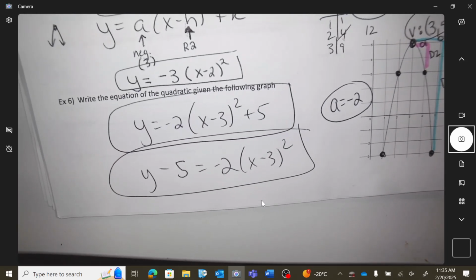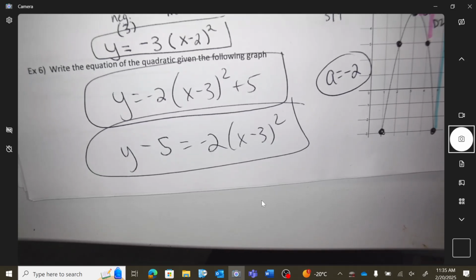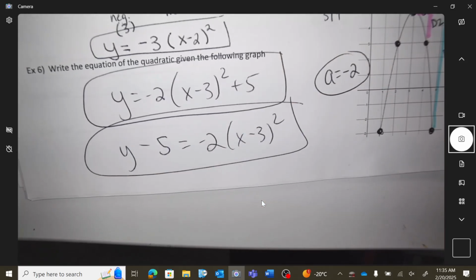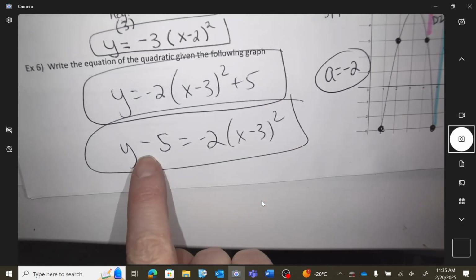Okay, so both of those answers are correct. You don't have to write them both down. You pick which one you like. Either the 5 was there or the 5 was there. Okay, but if it's here, it's the same. If it's here, it's an opposite.